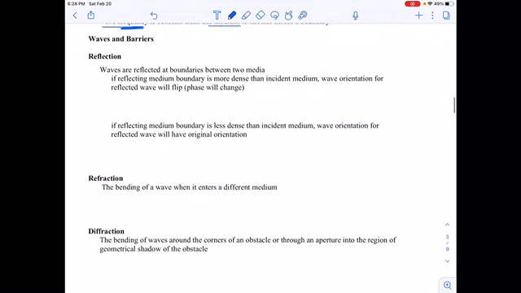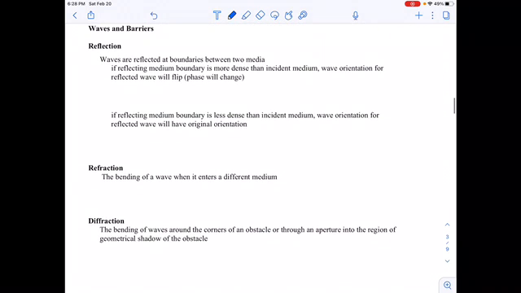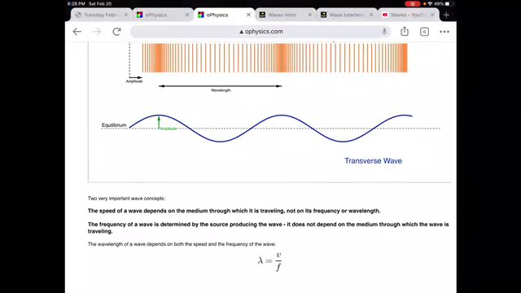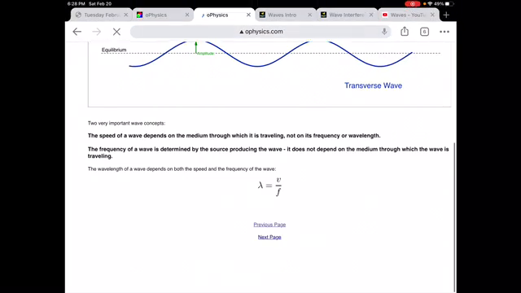Okay, let's look a little bit at wave behavior. So waves can be reflected at the boundary between two media. If the reflecting boundary is more dense, the wave orientation will flip. And if the boundary is less dense, the wave will keep its original orientation. So let's see if I can find our model for that.